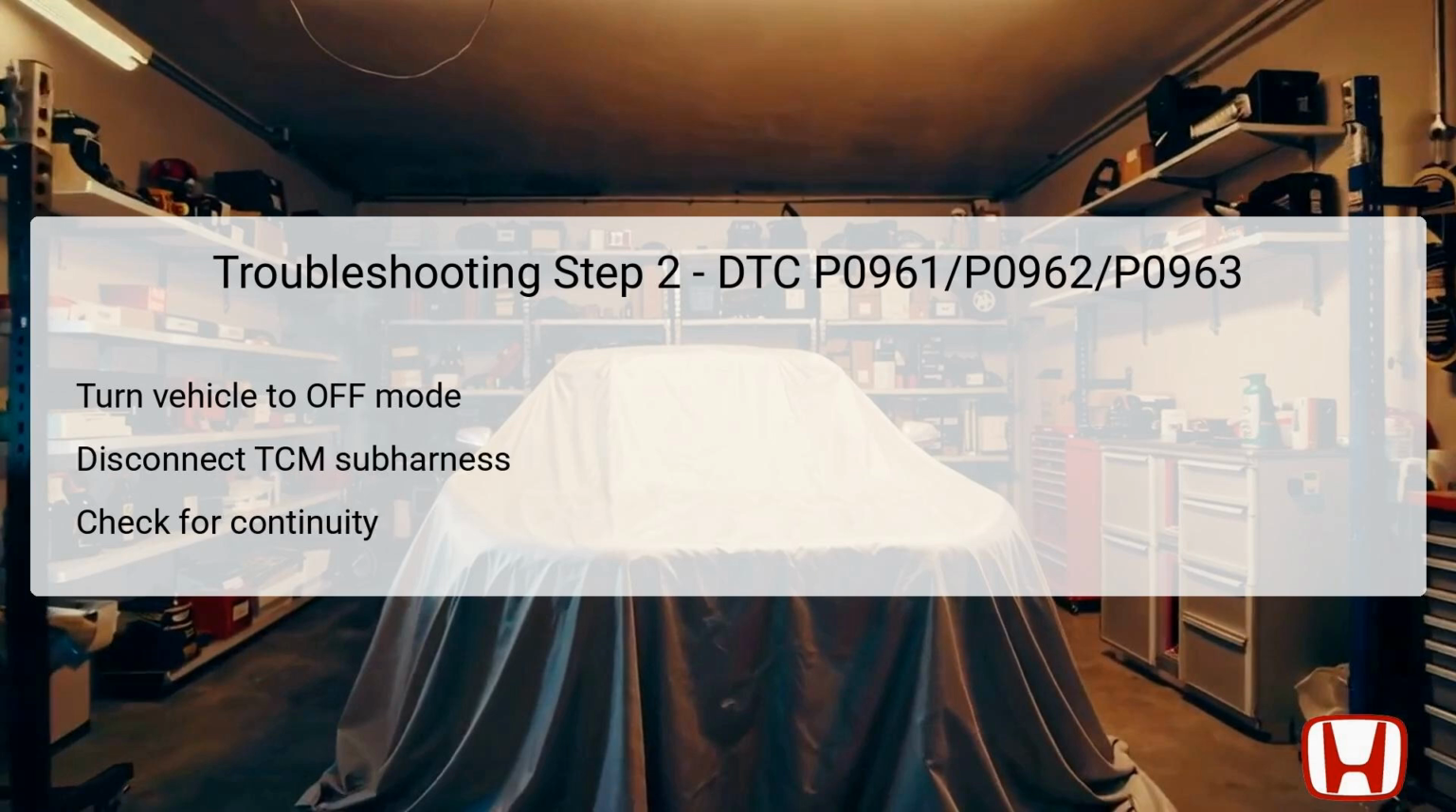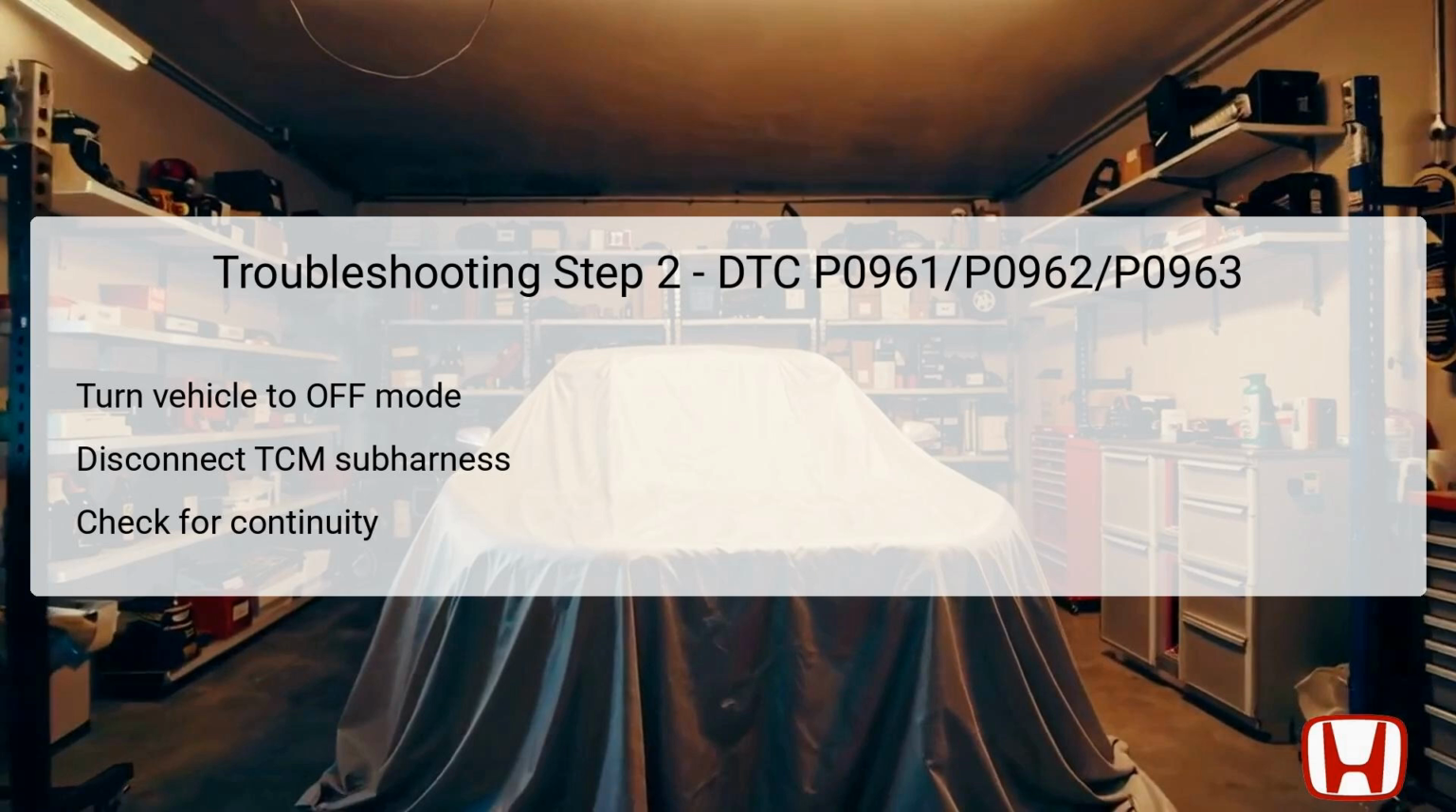Step 2 in troubleshooting involves checking for an open wire in the circuit. Begin by ensuring the vehicle is in the off/lock mode to safely work on the electrical system. Disconnect the TCM subharness 26P connector along with the TCM 58P connector to isolate the circuit. With these connectors detached, the next step is to measure continuity between specified test points.